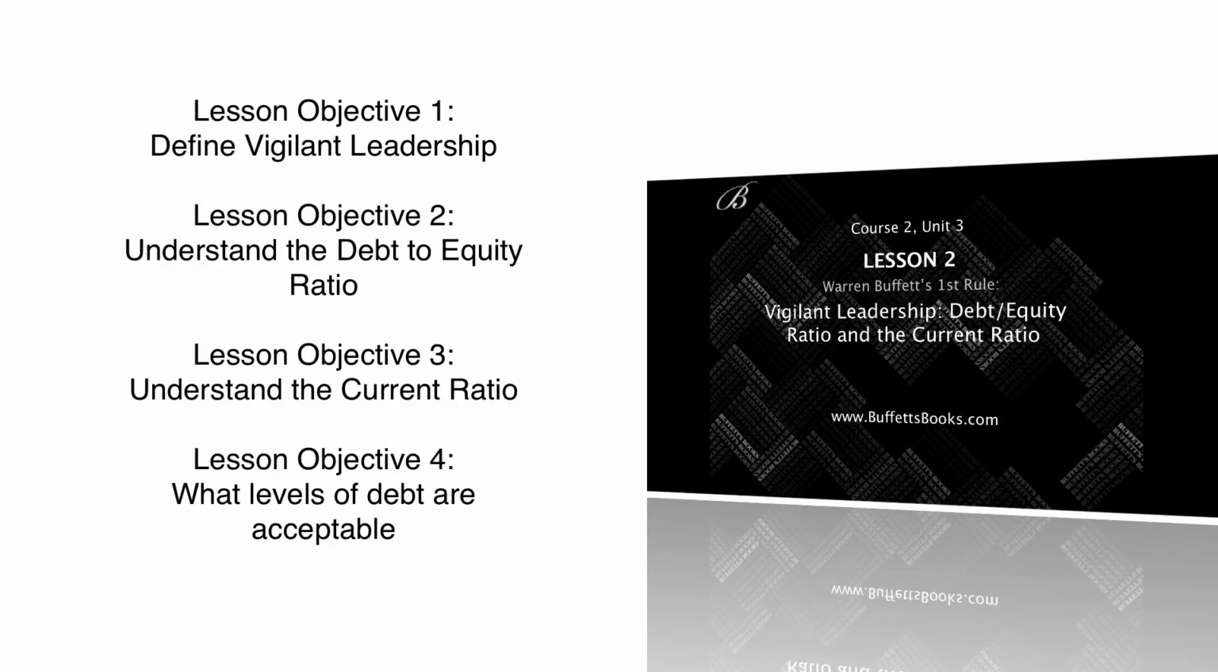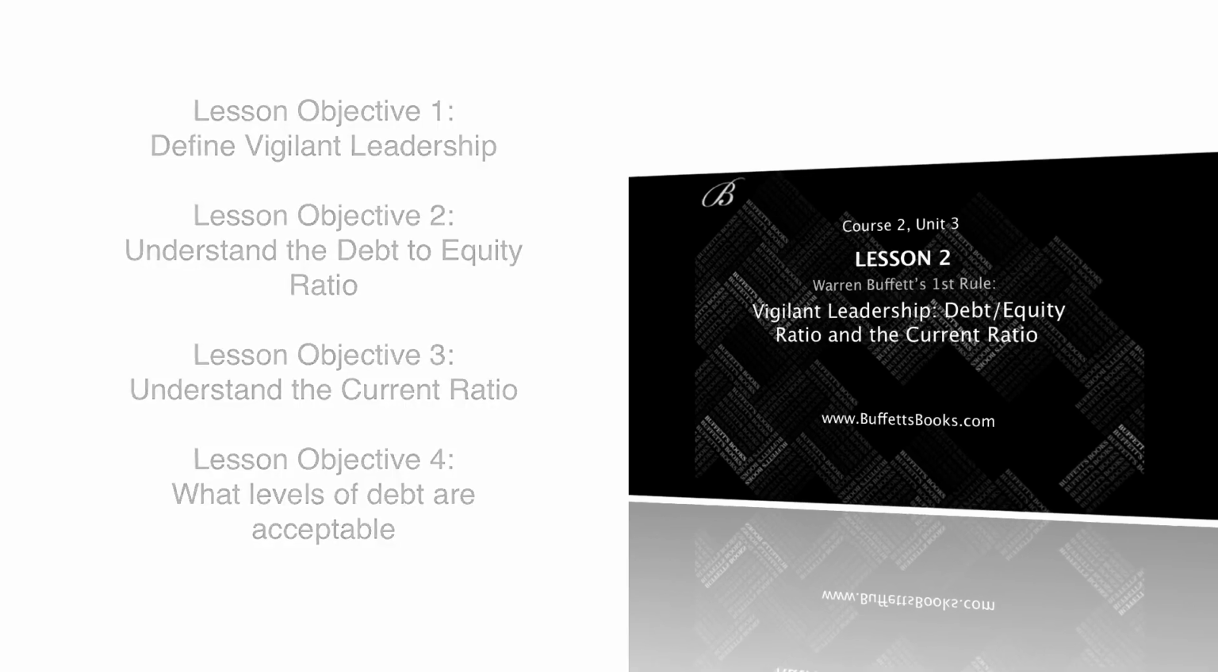The second lesson objective is to understand the debt-to-equity ratio. The third lesson objective is to understand the current ratio. And the fourth lesson objective is to understand what levels of debt are acceptable.